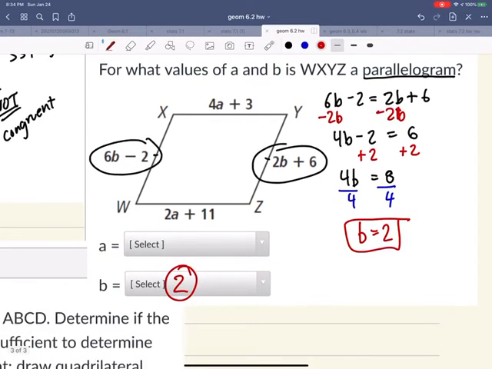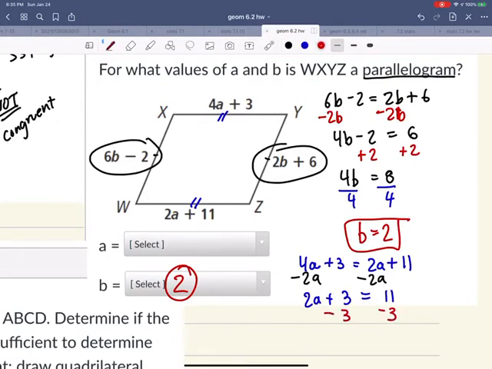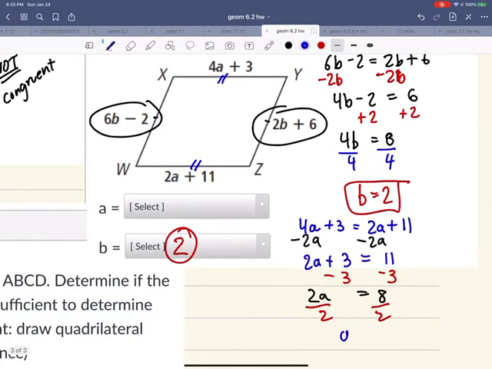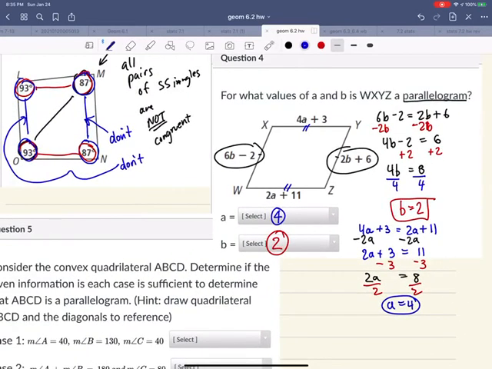And what would A need to be? Well, these sides would also need to be equal. So 4A plus 3 equals 2A plus 11. A is 4. We could plug that back in and check, but I'm just going to keep going. Okay. I think that's right.